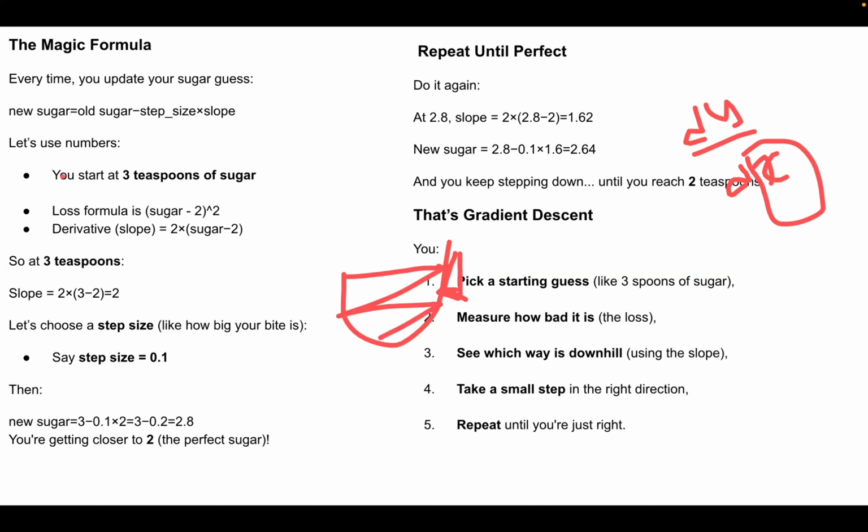So let's use numbers. You start at 3 teaspoons. The loss function is the sugar minus 2, raised to the power of 2. So we are saying 3 minus 2, which is 1, raised to the power of 2, right? The derivative is now the slope. The derivative, that's the slope, is going to be equal to what? 2 times sugar minus 2, right? So that will be equal to 2 times 3 minus 2, which is equal to 2.